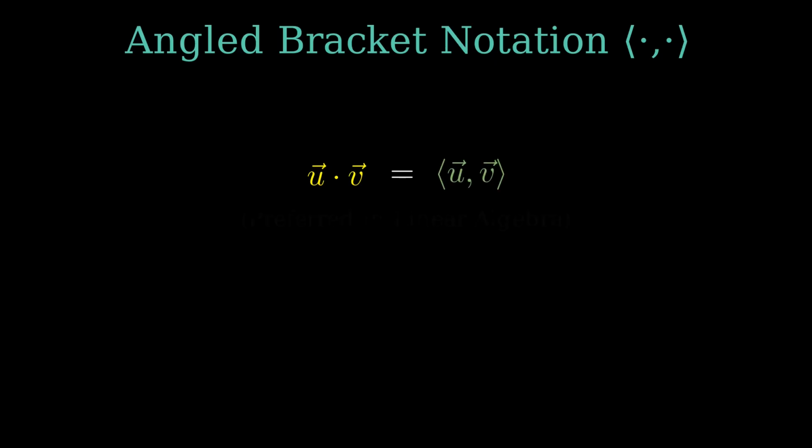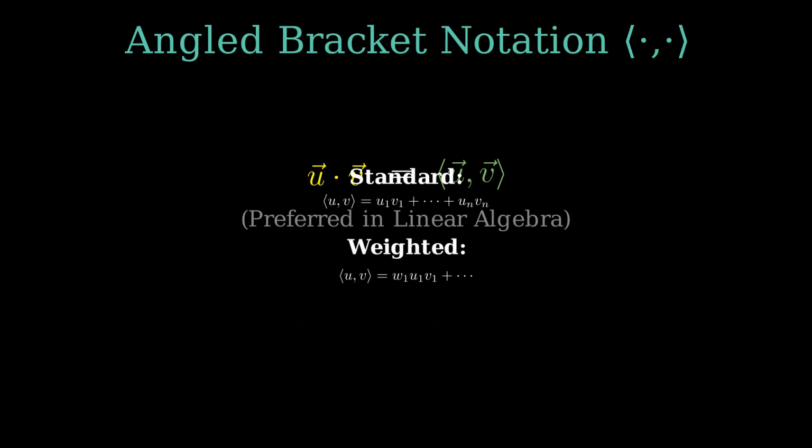This is cleaner and more general than the dot notation. Angled brackets emphasize that different vector spaces may have different inner products, not just the Euclidean dot product.